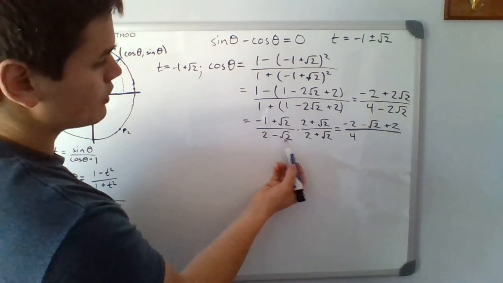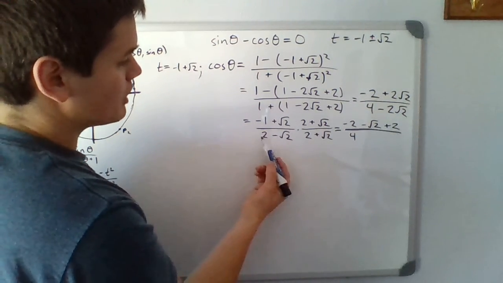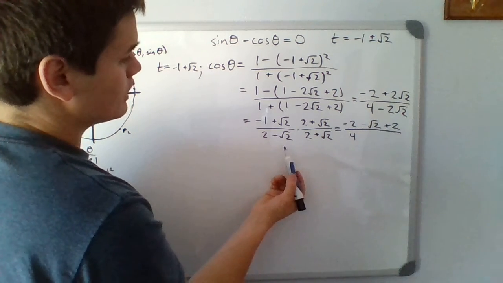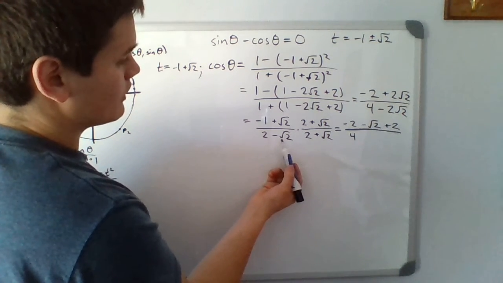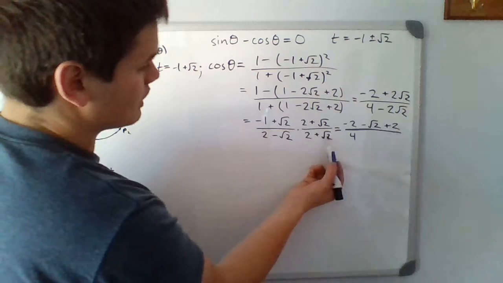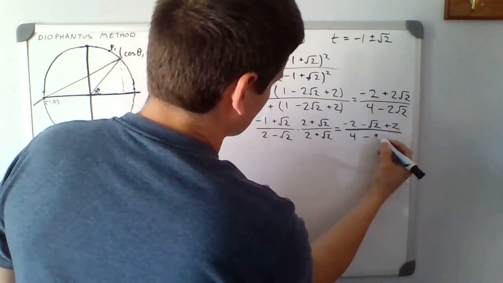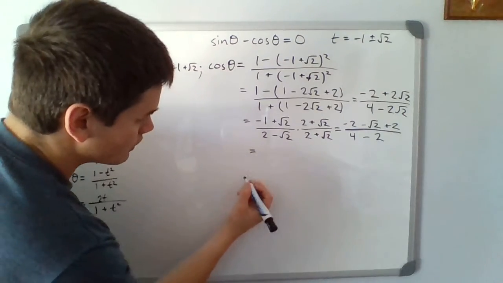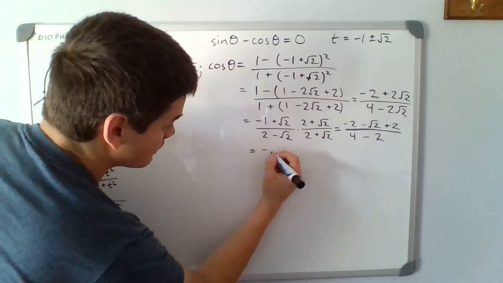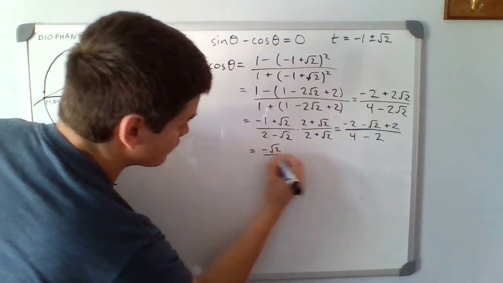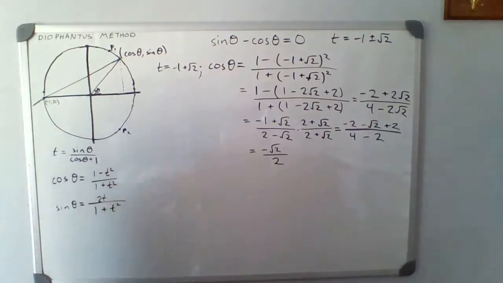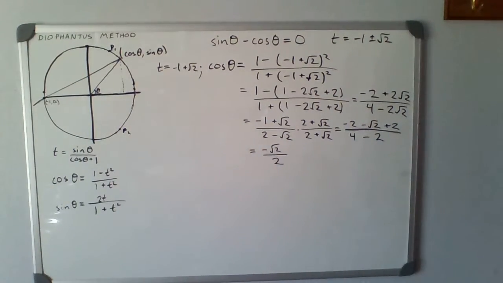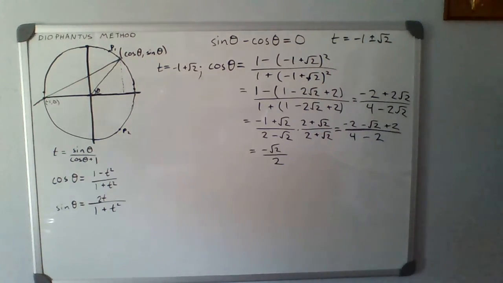And then I have negative square root of 2 times 2, and positive 2 times the square root of 2 will give me 0. And then I have negative square root of 2 times positive square root of 2 gives me -2. So it's going to be negative square root of 2 over 2. Alright, did I do this right? That is the big question. I think I did it wrong.